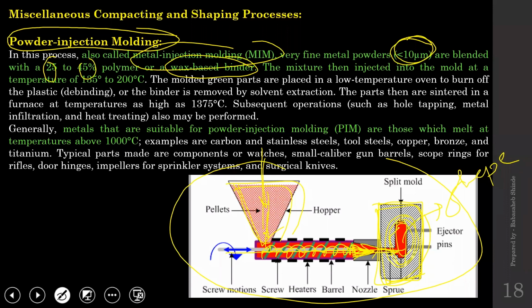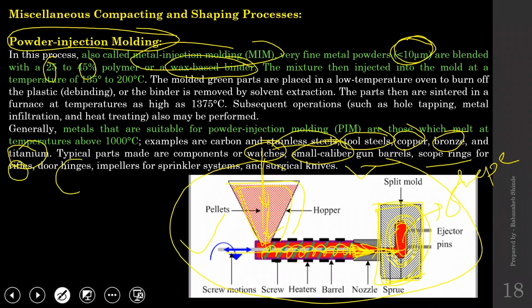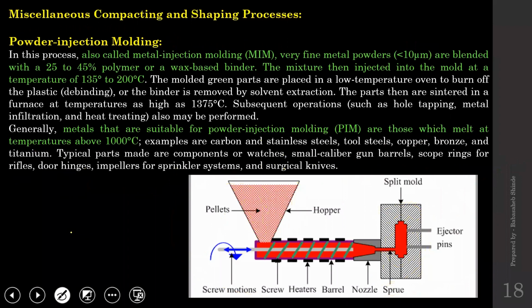Here the materials that you can process using this powder injection molding, and the products that you can make, have been listed. The materials that you can use: carbon and stainless steel, tool steels, copper, bronze, and titanium. And what parts you can make: components of watches, small caliber gun barrels, scope rings for rifles, door hinges, and impellers for the sprinkler system. That water sprinkler system example we saw in the last session, those impellers are made using this technique. And then surgical knives, the knives used in surgical operations, are usually made using this technique. So this is the second compaction technique, powder injection molding.